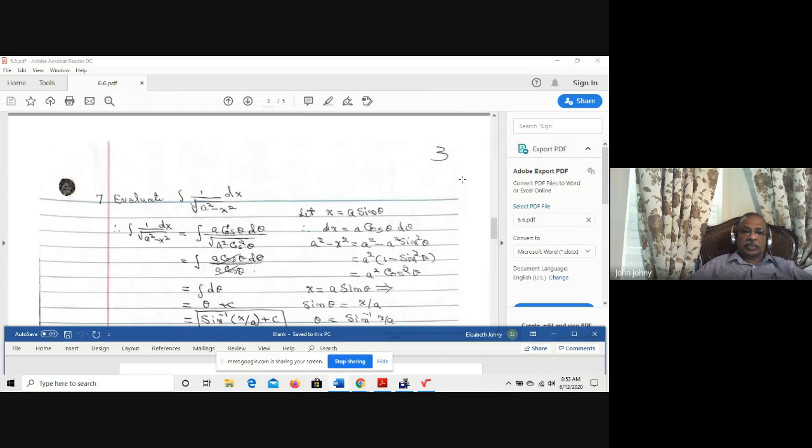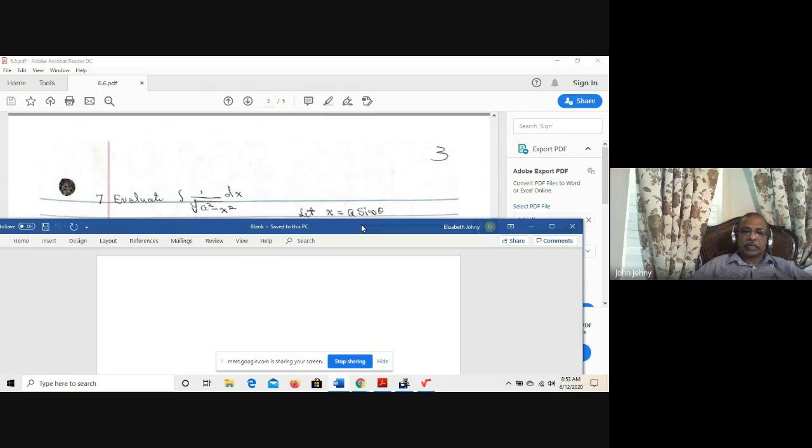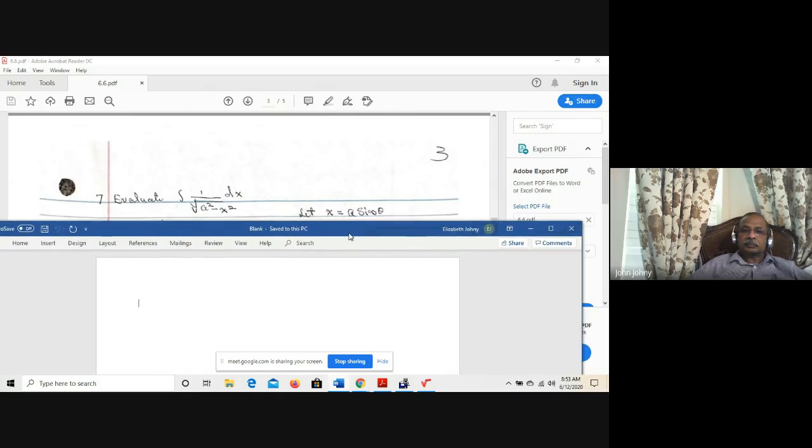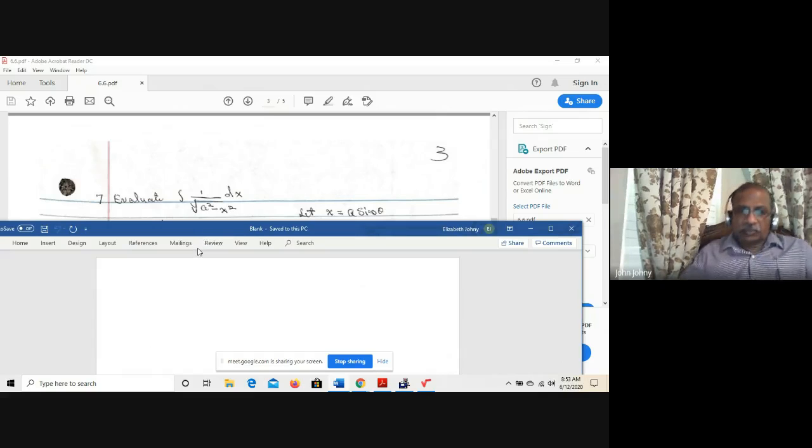Okay, here we start some standard integration. Integral 1 over square root of a square minus x square dx. This is a standard result. You have to memorize the results. So we are going to derive that result.